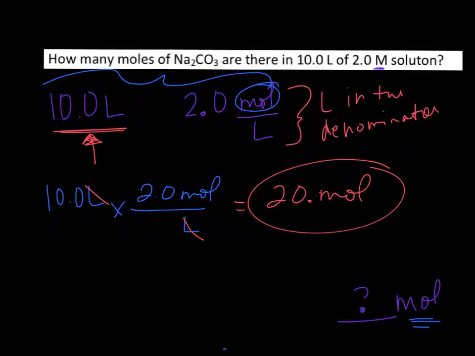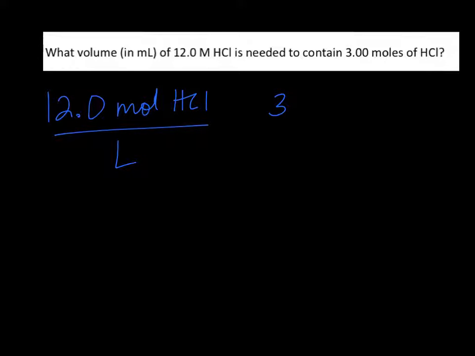All right, and then we're going to do one more. So what is the volume in milliliters of a 12 molar hydrochloric acid solution that is needed to contain 3 moles of hydrochloric acid? So I've got 12 molar, and remember, you're going to change the big M to moles per liter. And we've got 3 moles.